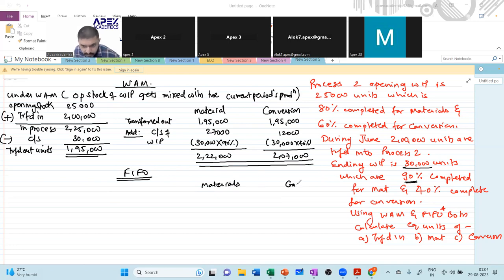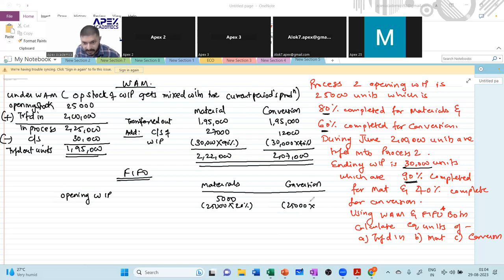Materials, conversion. Opening WIP: 25,000 units. They were 80% completed, so I worked on them 20% in this period. 25,000 multiplied by 20%. What is the answer? 5,000.